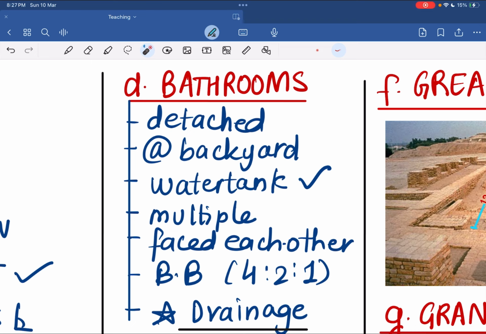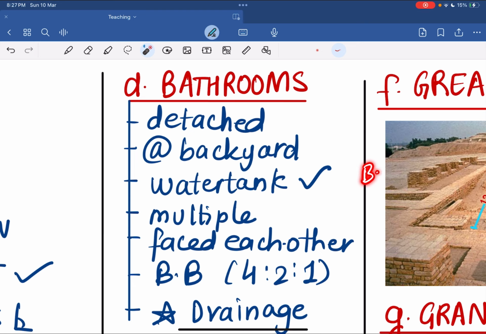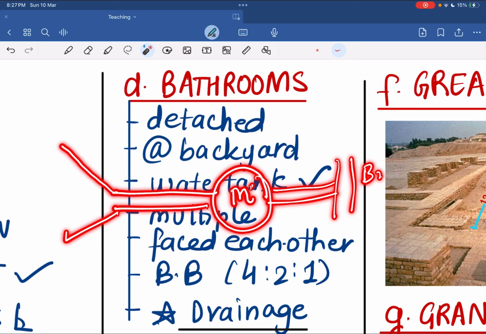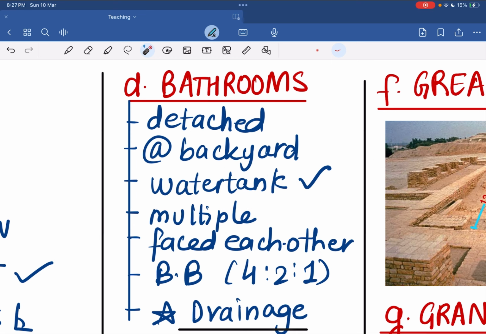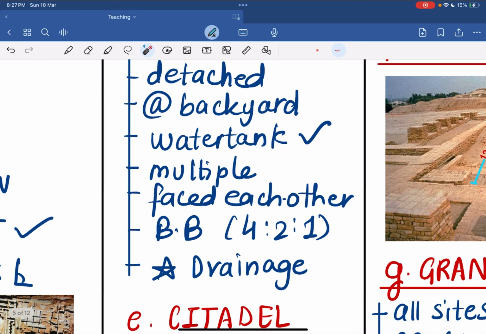Now 2 bathrooms faced each other. Let's say this is bathroom number 1, similar to the category of the houses that we saw earlier, and a drain will run in between. Every bathroom will have its own drain, and that will then drain out into the main drain. And if this is the main drain of the street, it will finally drain out into the Indus River. This was the channel of their drainage system. And mind it, the drainage system is also called the most impressive feature of the town planning.